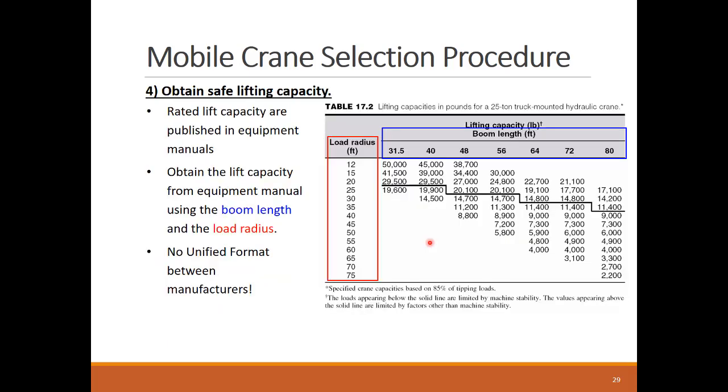The fourth step is to identify the safe lifting capacity of the crane after identifying its boom length. The manufacturer of the equipment provides the safe lifting information usually in a tabular format, like the one shown. However, there is no standard format for the lifting capacity tables or sometimes charts. For a pair of boom length and load radius, you can identify the ideal safe lifting capacity.